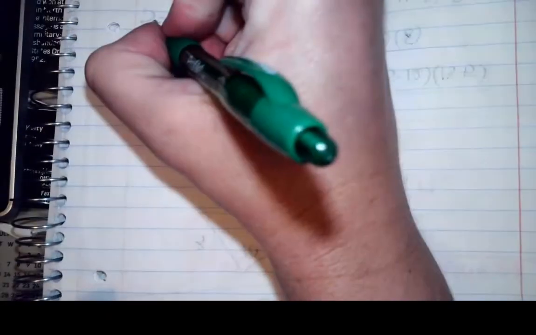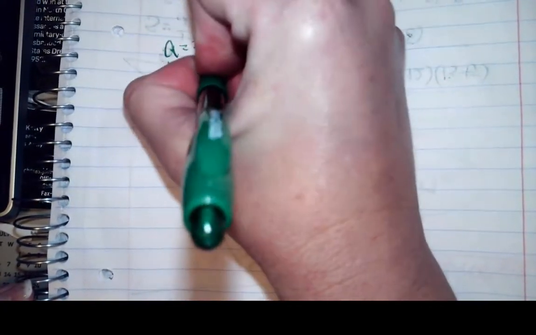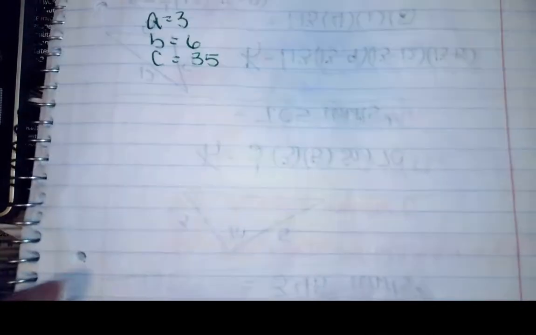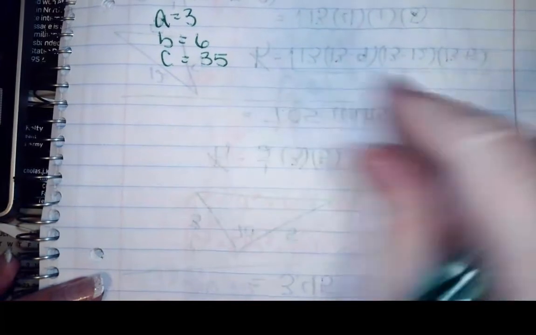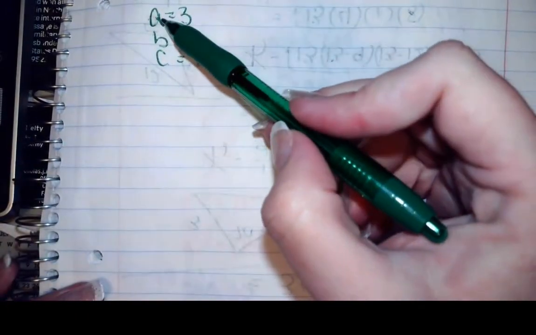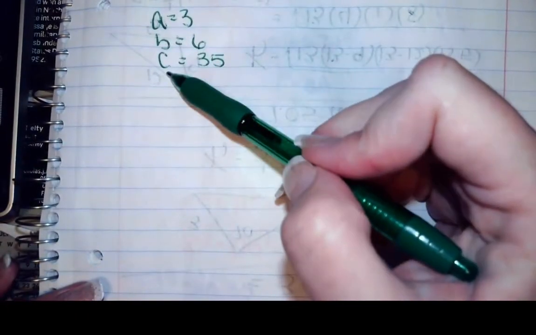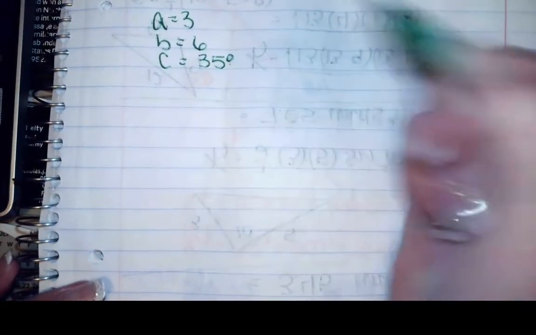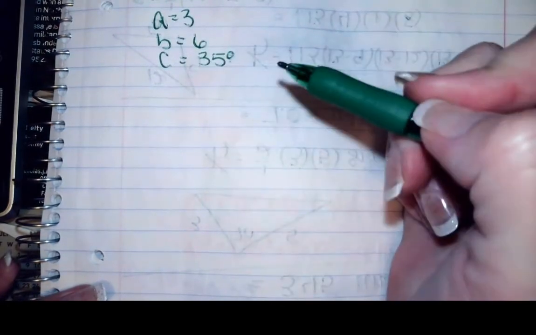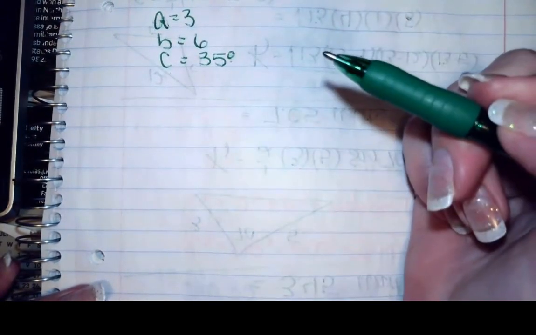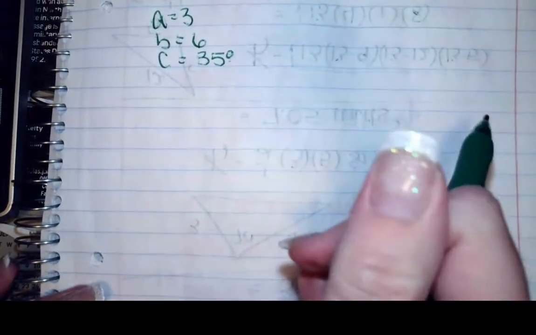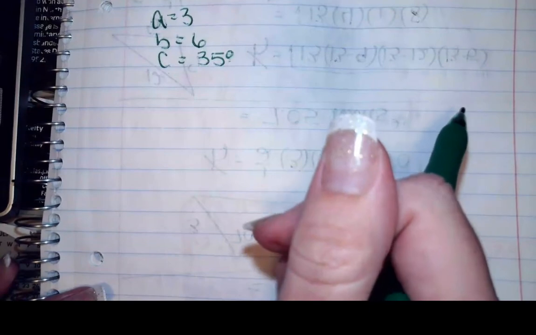All right, so I am given a little a of 3, a little b of 6, and a big C of 35. So instead of drawing this triangle or making our little chart like what we've been doing, do any of these correspond with each other? In other words, I've got a big C of 35 degrees. Do I have a little c? No. Then you have angle, side, angle. As long as these three don't correspond with one another, you have angle, side, angle.